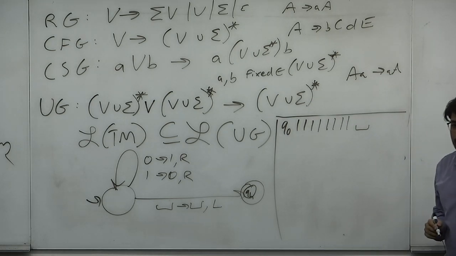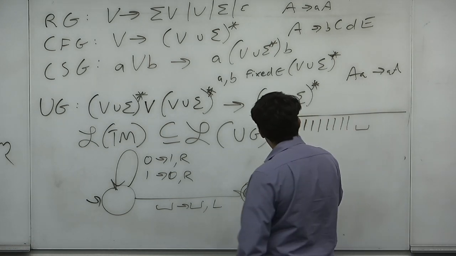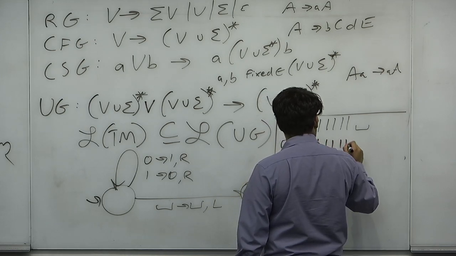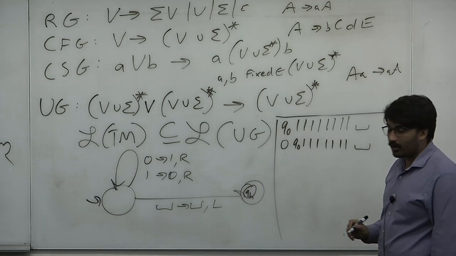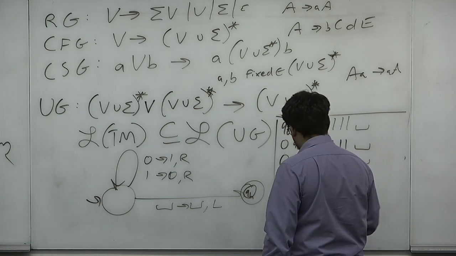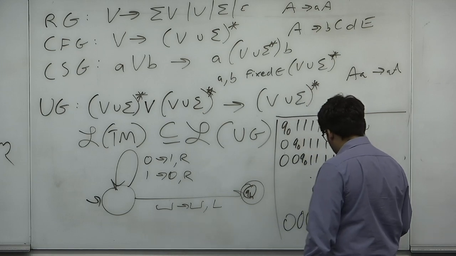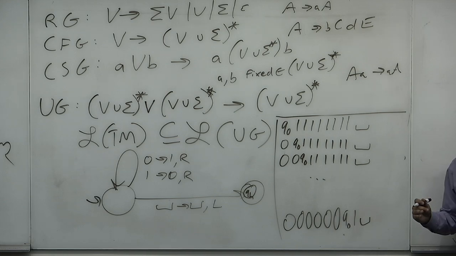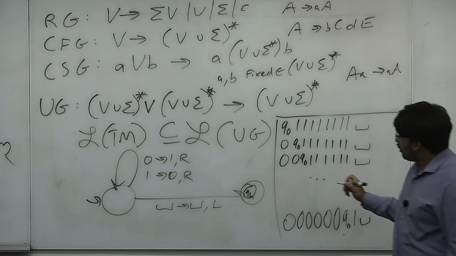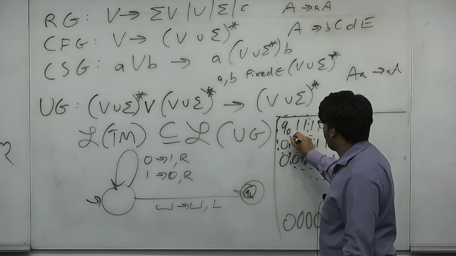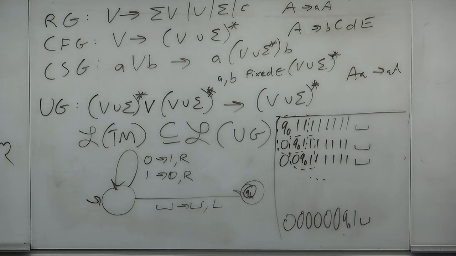The next configuration of this machine is going to read a 1, write a 0, and move right. The next configuration is going to read a 1, write a 0, move right. Eventually, it's going to read all the zeros. Something like this. Notice, though, as the sequence of configurations change, a local part of the tape is the only thing that changes. Only near the tape head did the computation change. The rest of the string remains unchanged.